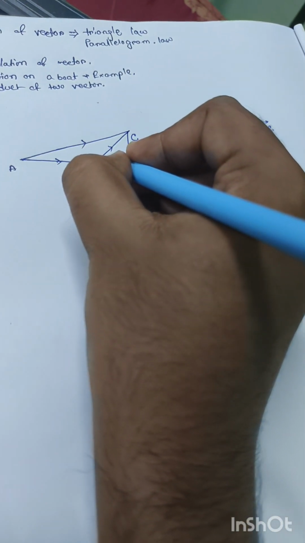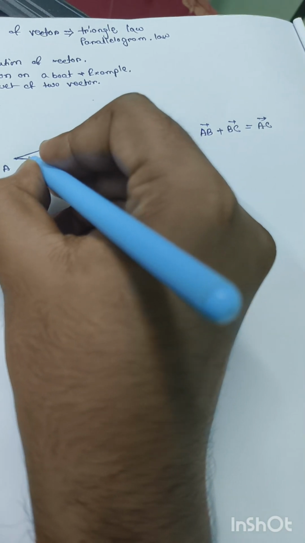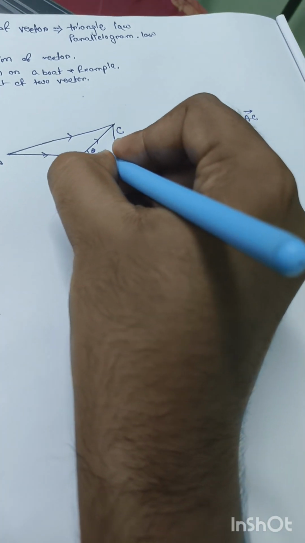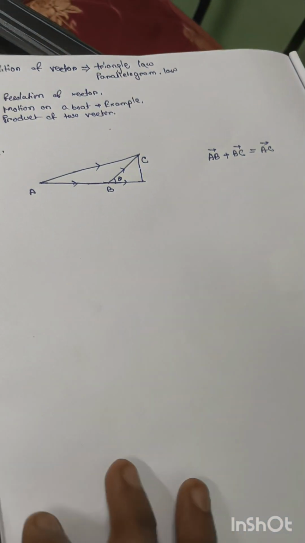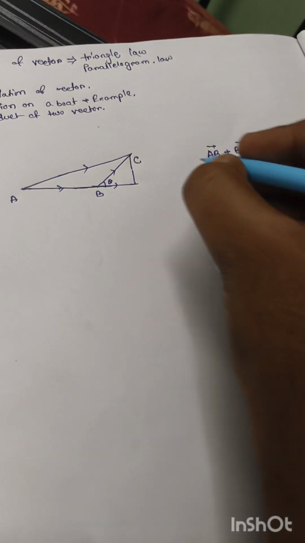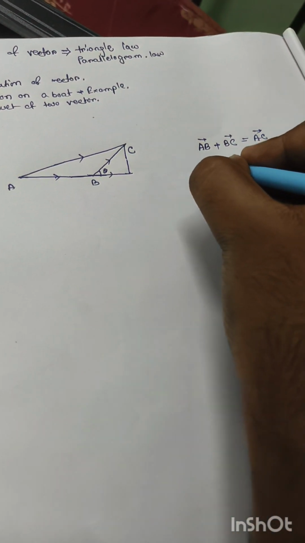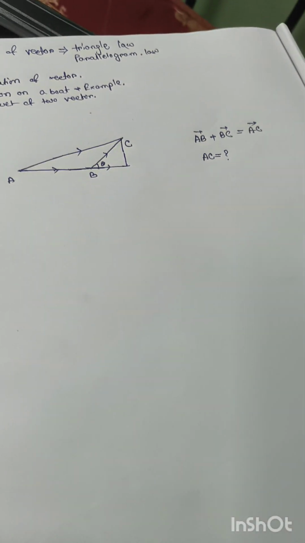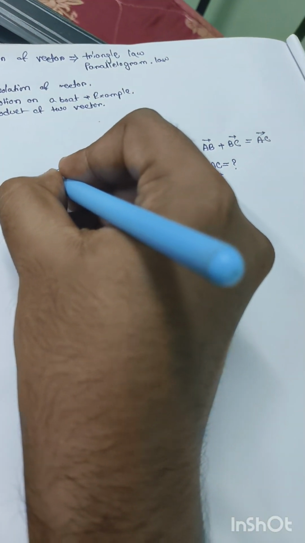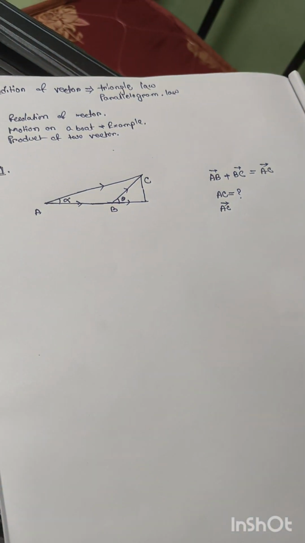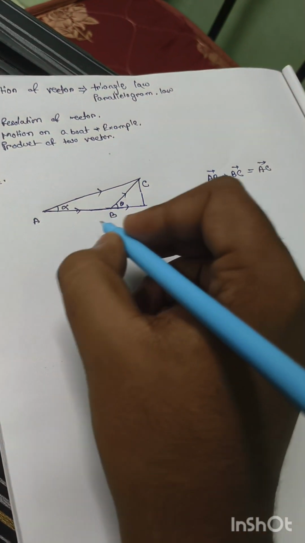Now here, if we extend the AB vector, the angle between AB and BC is theta. Now for vectors we can calculate the measurement of AC, and the direction of AC. For direction we take alpha, meaning it makes an angle alpha with the AB vector. But how can we measure it?